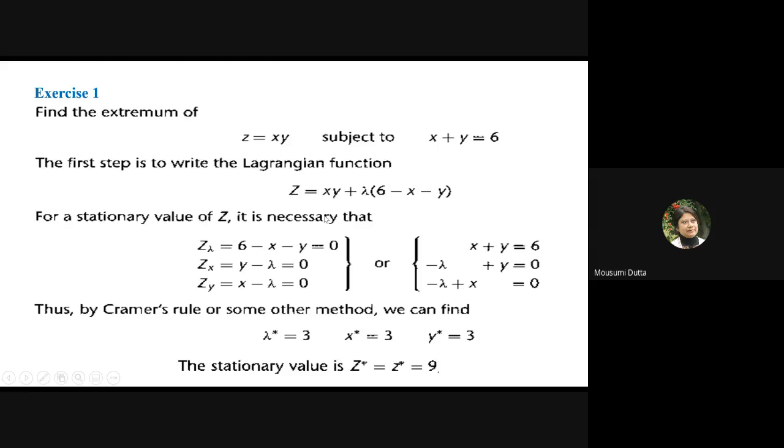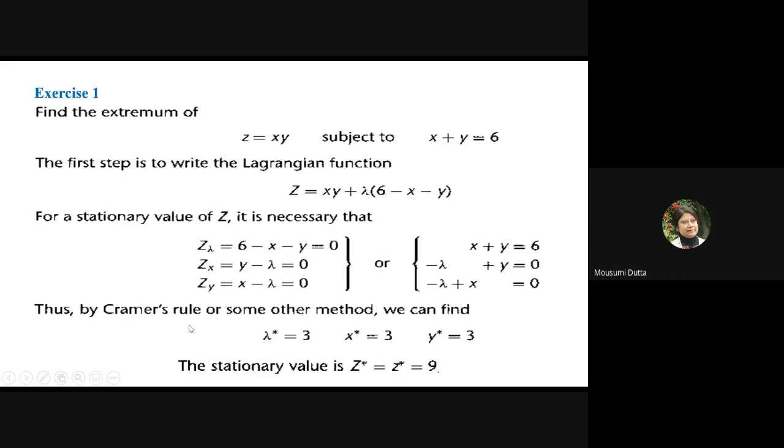To have a stationary value, an optimized value, we write all these first order conditions. Taking the derivative with respect to x, del z by del x, you get y minus lambda is equal to 0. From del z by del y, you get x minus lambda is equal to 0. And the derivative with respect to lambda gives back the constraint, 6 minus x minus y is equal to 0. So x plus y is equal to 6, minus lambda plus y is equal to 0, minus lambda plus x is equal to 0.